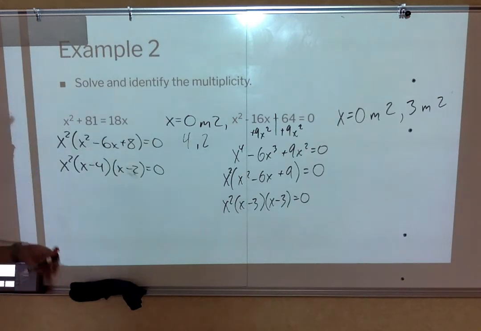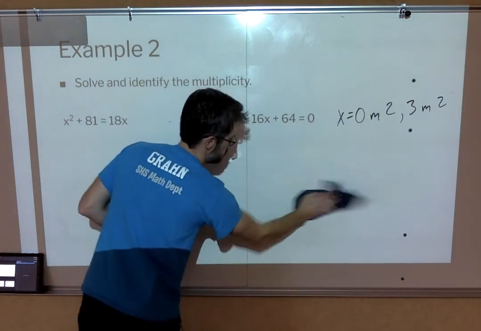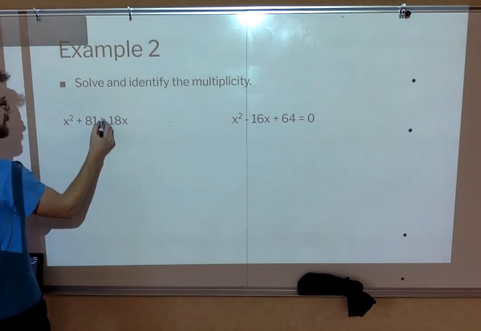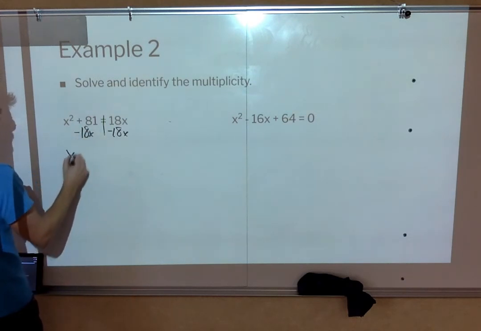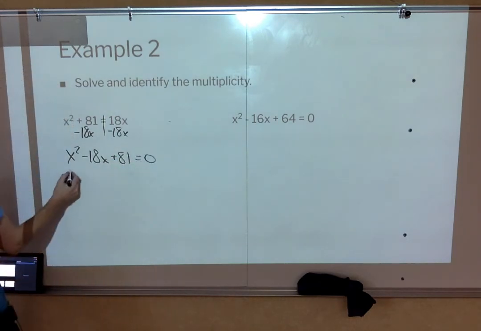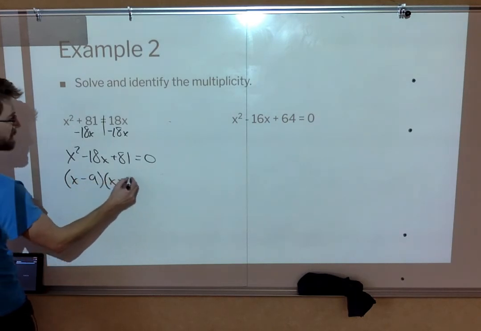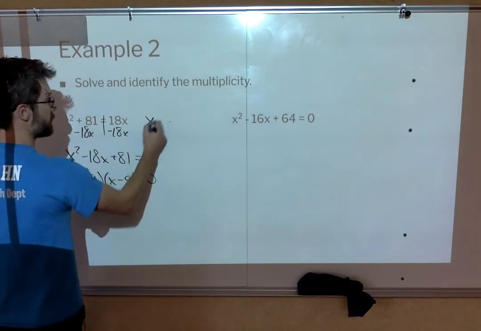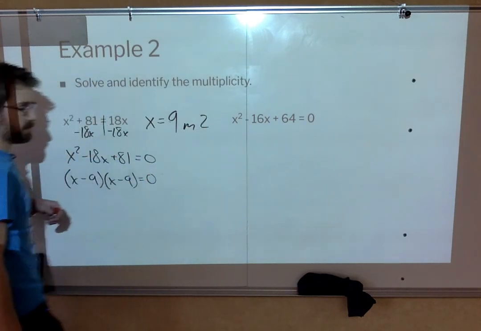All right, continuing with our multiplicity examples. Let's see. So this one needs a little bit of work. Minus 18x on both sides. X squared minus 18x plus 81 equals 0. No GCF here, but look at this. Two numbers that multiply to a positive 81 and add to a negative 18 are minus 9 and minus 9. So this one has 9 as a solution twice, so that is 9 with a multiplicity of 2.